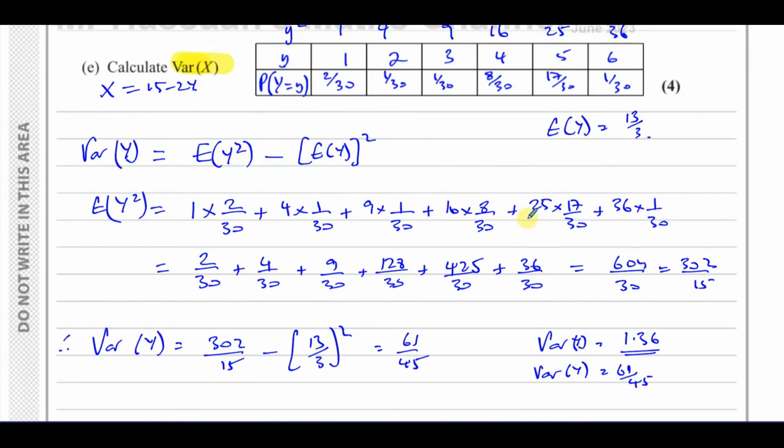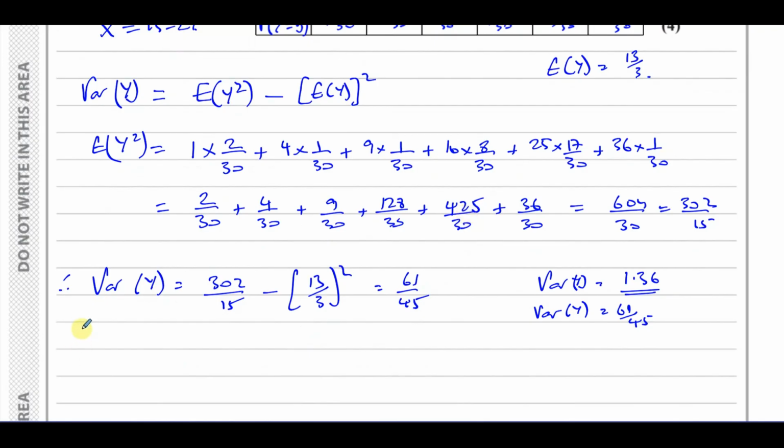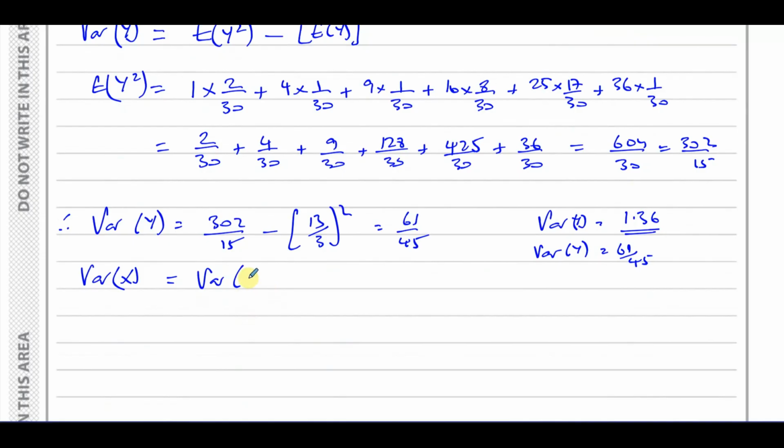Now I know that x is 15 minus 2y. We want to find the variance of x, and that's going to be the same as the variance of 15 minus 2y. So how do I relate the variance of 15 minus 2y when I know that the variance of y is equal to 61 over 45? Well, we can think of this as some sort of coding that has taken place on the values of x, right? Or of y, basically.